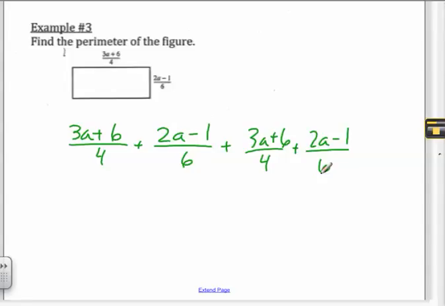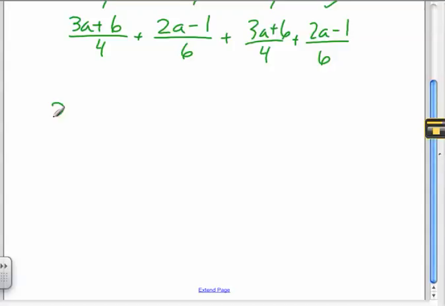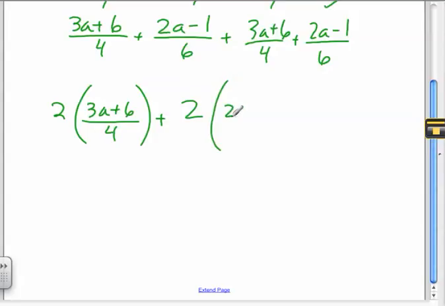Now guys, when I have things like this, I really like to use that formula that we learned for perimeter back early in the 6th grade, right? The 2L plus 2W thing. We multiply the length, because I've got two of these. I've got two of these, right? So I can put them together and just say, okay, 2 times 3a plus 6 over 4 plus 2 times 2a minus 1 over 6 is equal to the perimeter. You agree with that? Okay.